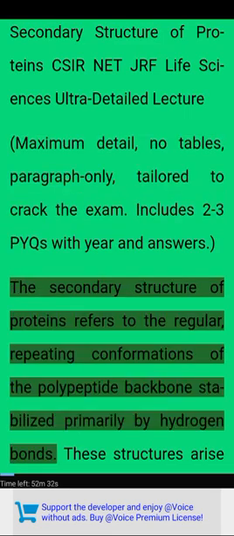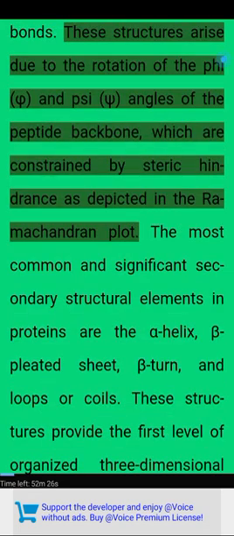The secondary structure of proteins refers to the regular, repeating conformations of the polypeptide backbone stabilized primarily by hydrogen bonds. These structures arise due to the rotation of the phi and psi angles of the peptide backbone, which are constrained by steric hindrance as depicted in the Ramachandran plot.